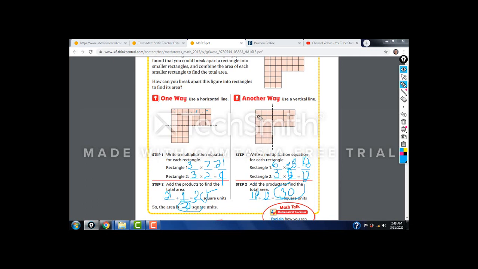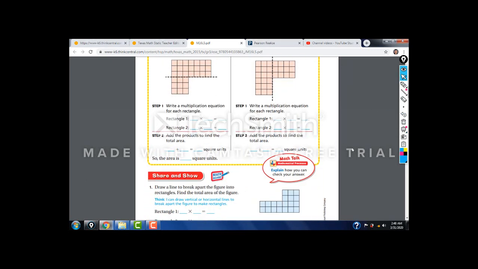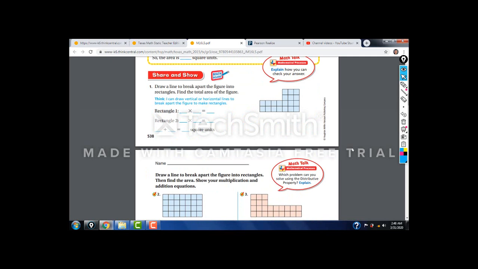Another way I can do it is just count each one. But see how we broke it apart here? We have two different rectangles. We got the area for each rectangle, and then we added the products to get the total area of the rectangles. That is exactly what we're going to be doing with the rest of them.